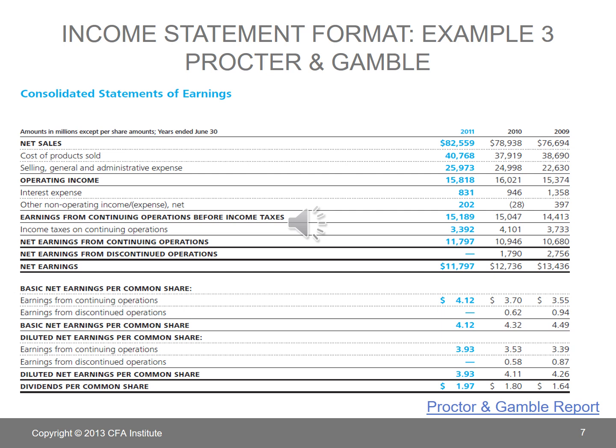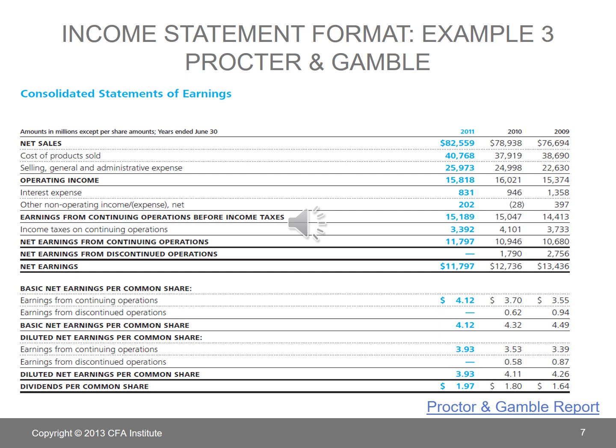The top line of P&G's income statement shows net sales. Procter & Gamble's income statement does not show gross profit. It is an example of the single step format we talked about earlier. P&G's income statement shows operating income of 15,818 million in 2011. Below operating profit, P&G shows interest expense and then other non-operating income or expense to arrive at pre-tax earnings of 15 billion and 189 million in 2011.